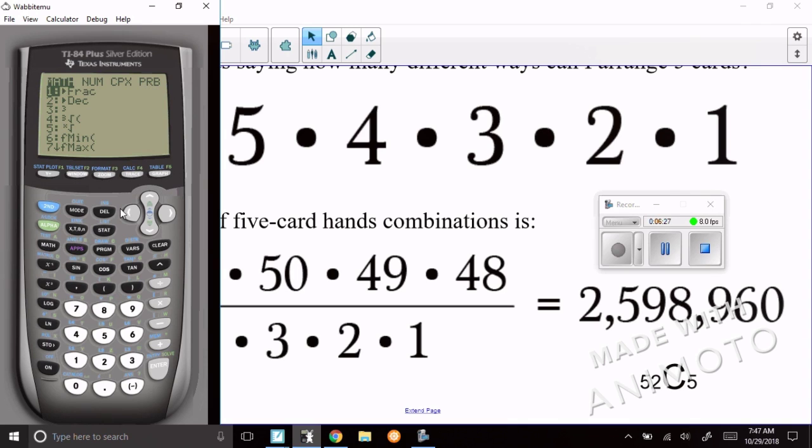We go to the math option, we go to probability, and you see that nCr. The fact that I already typed 52 in is in place of the n. And then I'm going to type a 5 in. That's going to represent my r. I'm going to hit enter, and there we have it, 2,598,960.